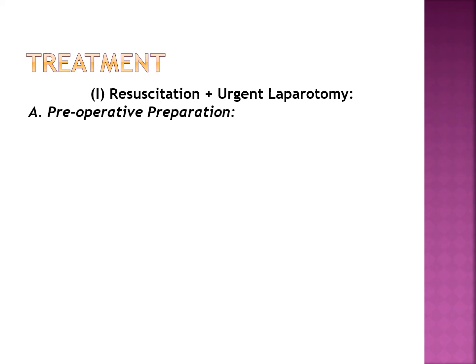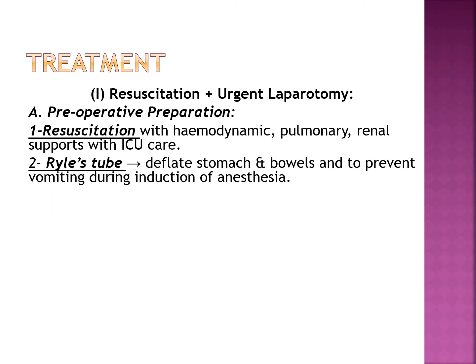Treatment is divided into two main categories. Patients who will need conservative treatment, who are the few patients of this acute peritonitis, and many patients will require resuscitation and urgent laparotomy. We have to do preoperative preparation of this patient through mainly three items: Ryle's tube, cannula, and catheter. You put the Ryle's tube in the patient to deflate the stomach and bowel and prevent vomiting during induction of anesthesia, to relieve the distension and improve the paralytic ileus.